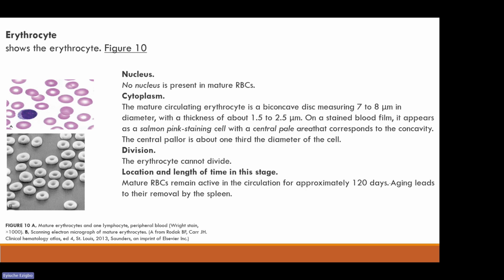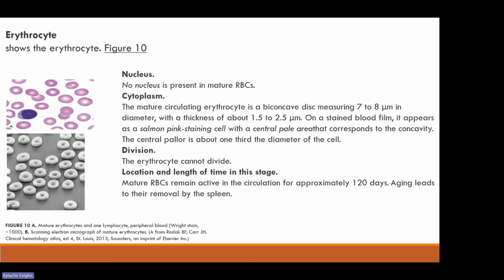So the nucleus of the mature red blood cell, the erythrocyte: there is no nucleus. The cytoplasm, the mature circulating erythrocyte, is a biconcave disc measuring 7 to 8 micrometers in diameter with a thickness of about 1.5 to 2.5.